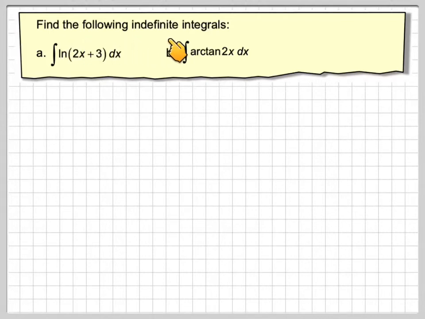Find the following indefinite integrals. So we've got the integral of ln of 2x plus 3 dx and the integral of arcsine 2x dx. Now both of these are done by parts, surprisingly.